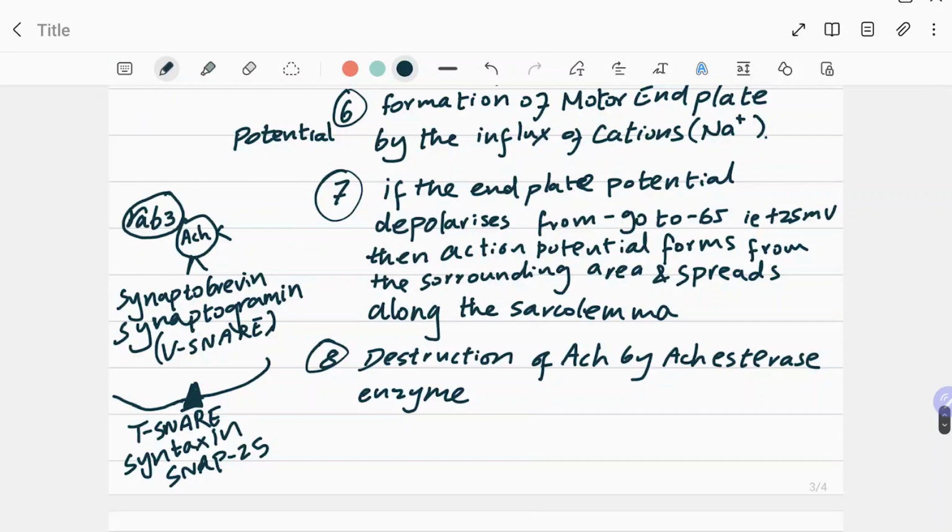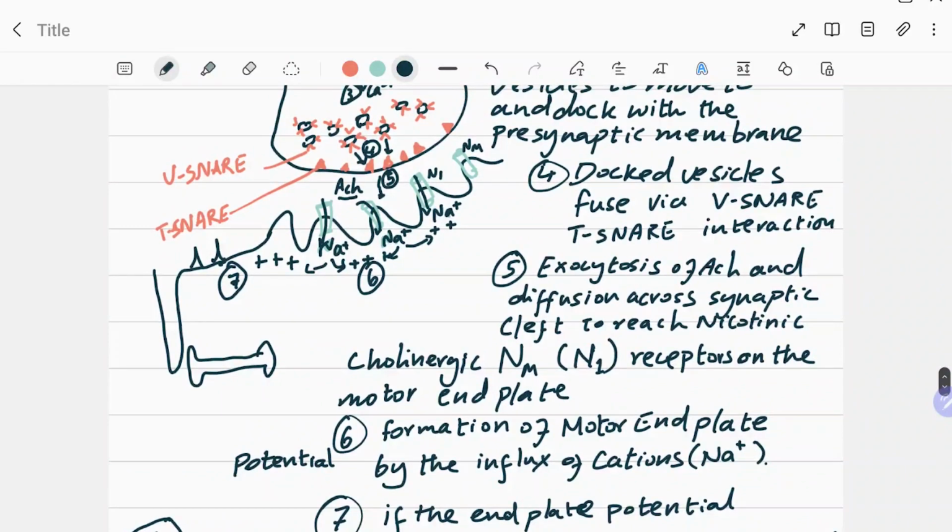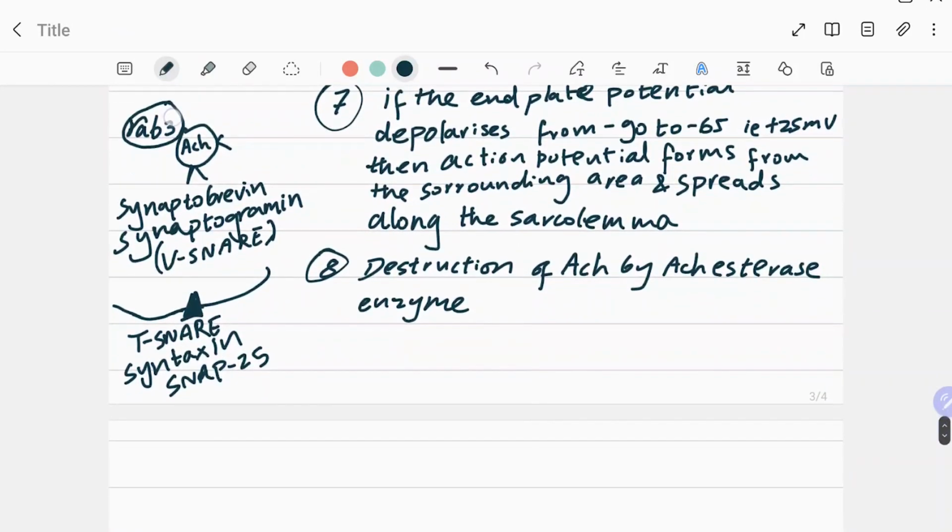Then the acetylcholine must be destroyed as soon as possible. This is because if you leave acetylcholine on these N1 or NM receptors, they will downregulate. They will not respond so well; they actually get desensitized in a way. So you don't want this to last even a few milliseconds more than necessary. Once the acetylcholine binds to the receptor, it is immediately destroyed by the acetylcholinesterase enzyme, and that terminates the signal.